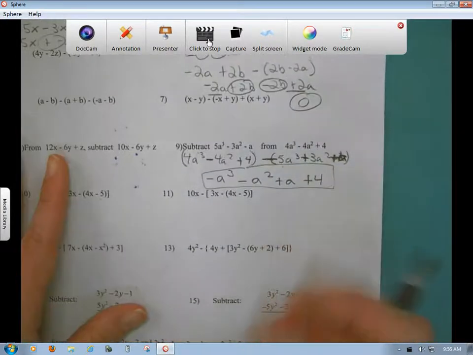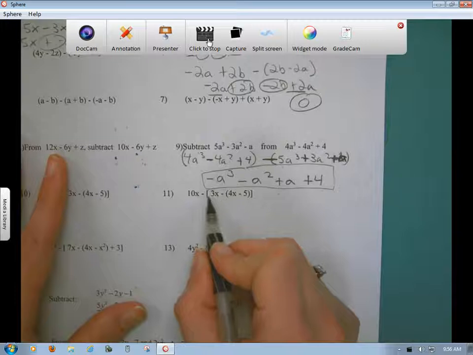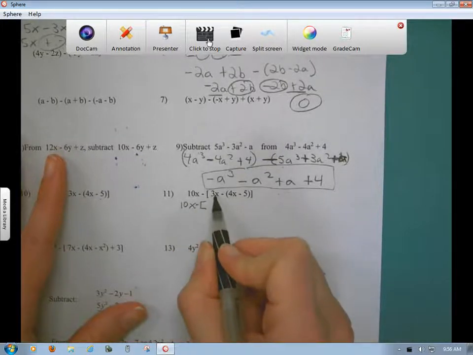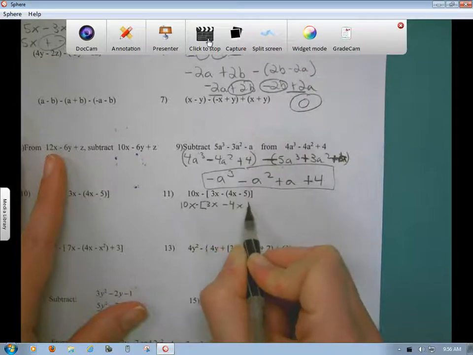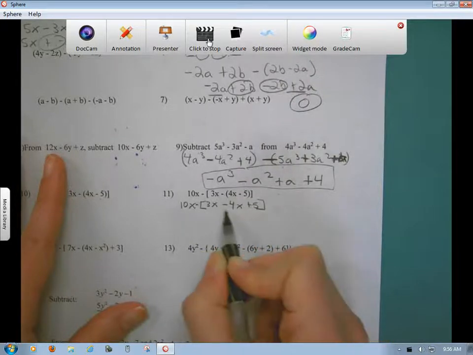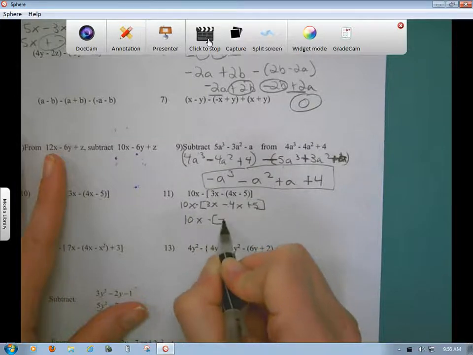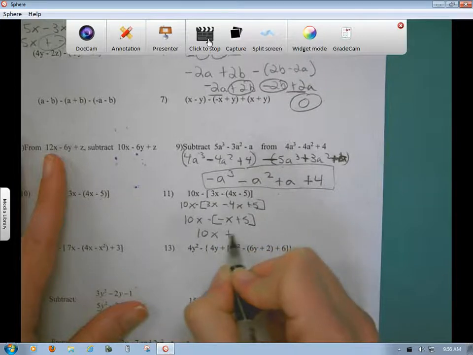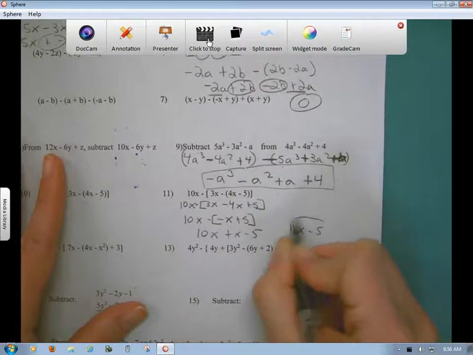Now, number 11. Order of operations, innermost parentheses first. 4x minus 5x, I cannot combine those. So now I look to my brackets. So I'm going to bring this 10x down. In my brackets, it's 3x. I'm going to distribute that negative, minus 4x plus 5. Now I'm going to do the math. 3x minus 4x is a negative x. Distribute this. So I end up with 11x minus 5.